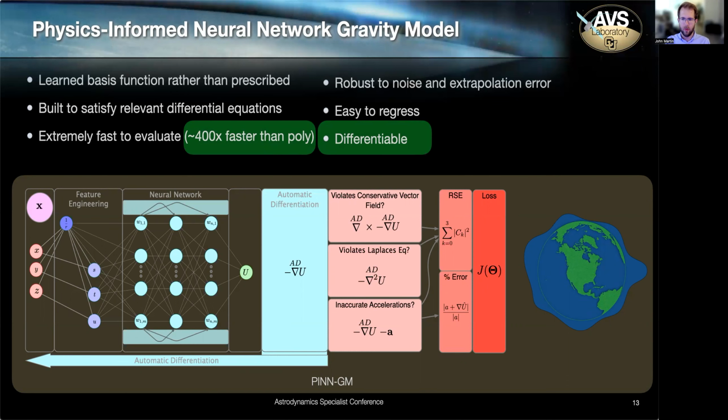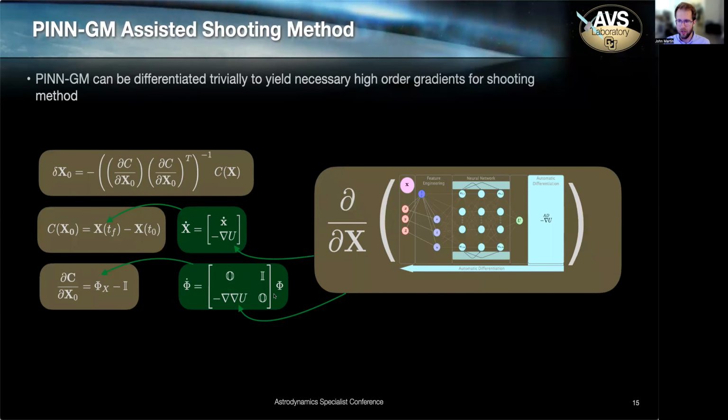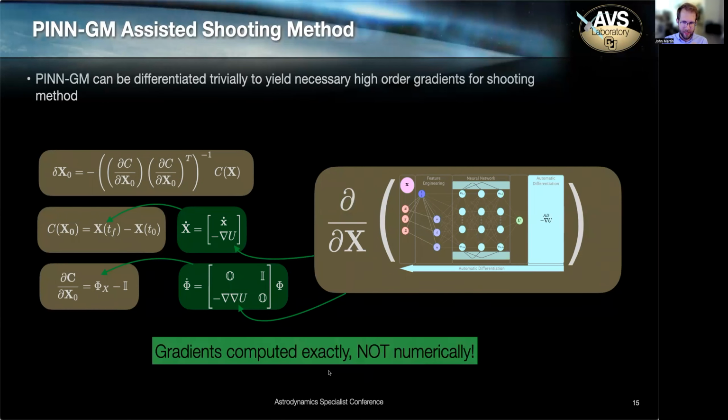So when I say that it's differentiable, what do I mean? Well, thanks to a technique called automatic differentiation, which is really just a glorified form of chain rule, we are able to take the exact gradient of any algorithm. So if you have a neural network with inputs that are the Cartesian state that maps to some potential function, using automatic differentiation, we're able to compute the exact gradients, both for Jacobians and Hessians, which can in turn be used in the equations of motion needed for the shooting method. What's really nice about this is that the gradients are computed exactly and not numerically, which makes this process extremely efficient, and no longer is the shooting method this cumbersome, heavy task.